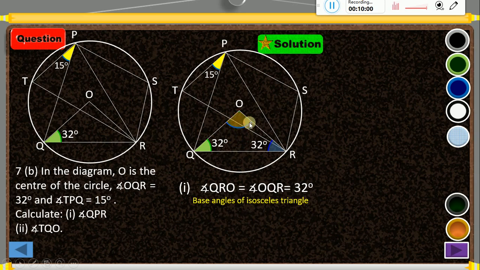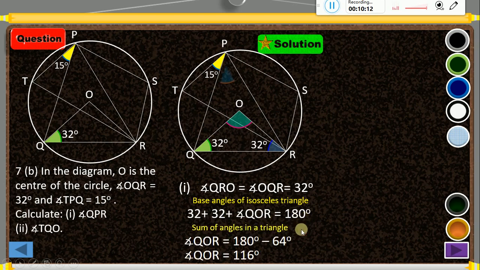Now, we need to find this angle that is highlighted now, the apex angle of that triangle. So 32 plus 32, the two base angles, plus the apex angle is equal to 180 degrees, sum of angles in a triangle. So now we get the other angle. Angle QOR will be 180 minus 64, gotten by 32 plus 32. That gives us this angle.